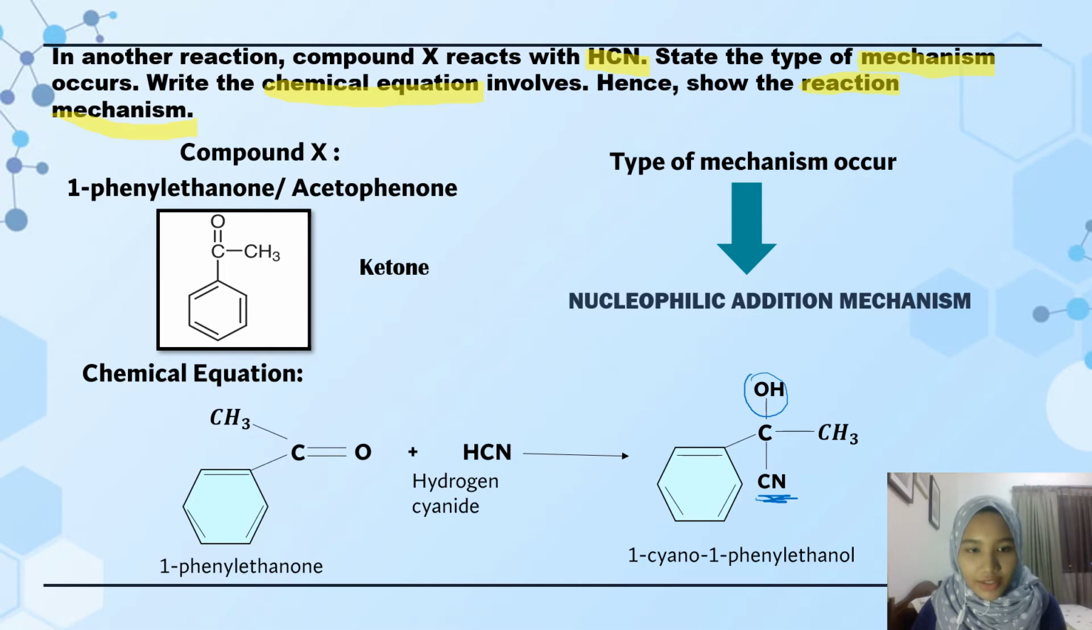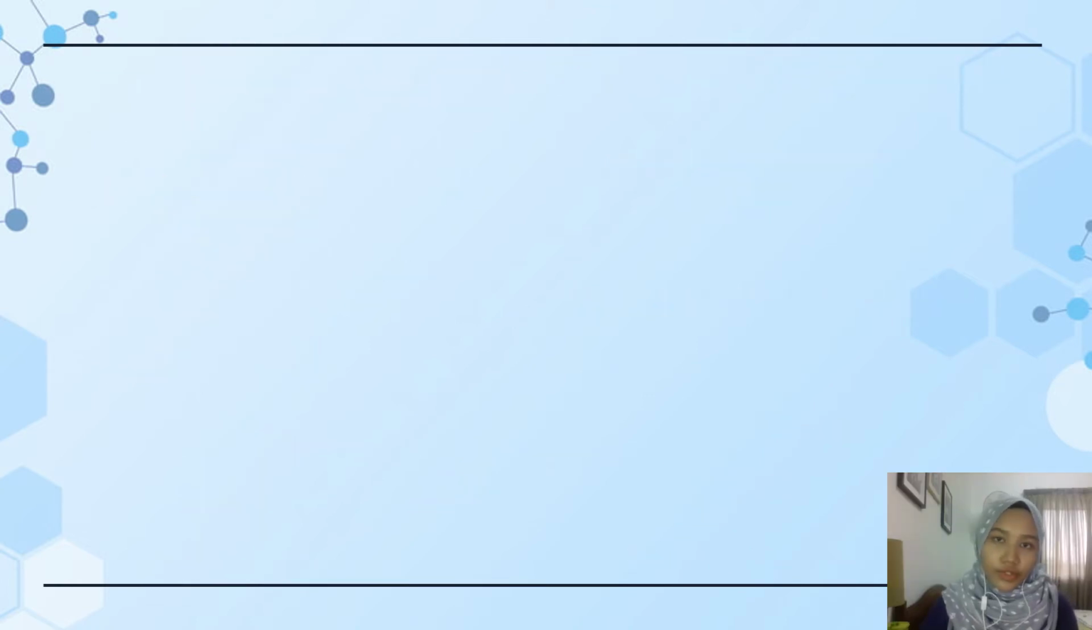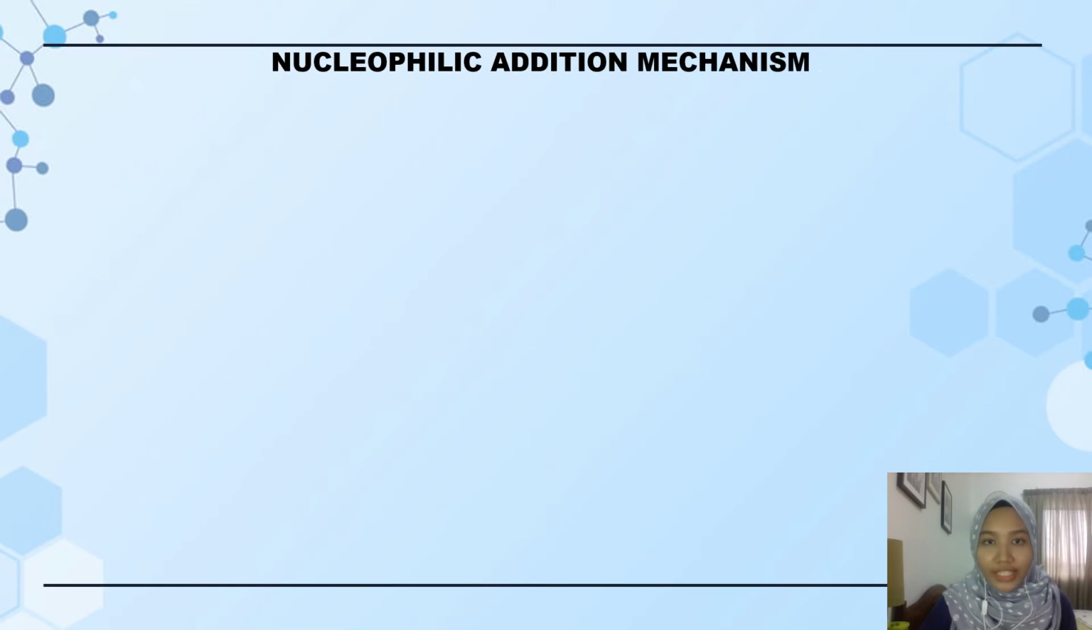So basically, the reactant 1-phenyl ethanol is going to react with the reagent hydrogen cyanide to produce the product 1-cyano-1-phenyl ethanol. Okay, so we are done with the chemical equation involved. Let's move forward to the reaction mechanism. Based on the previous question, we already know that the type of mechanism is the nucleophilic addition mechanism. Okay, so we're going to see the reaction mechanism.